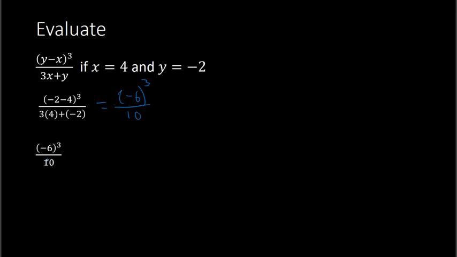So from here, before I divide, I need to do exponents. So I have -6 to the 3rd power, which means I have -6 times -6 times -6. So the two negatives become positive, then positive times a negative would equal a negative number. And then we do 6 times 6 times 6, and that would give me 216. So I have -216, and that is divided by 10.